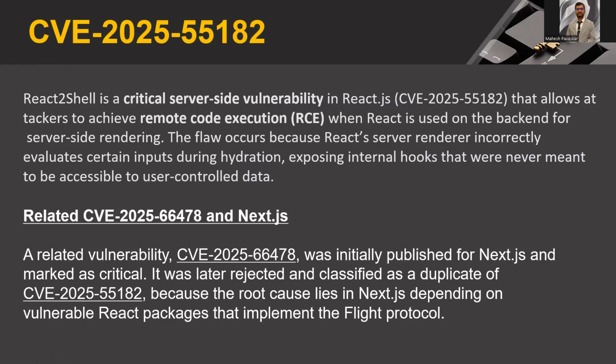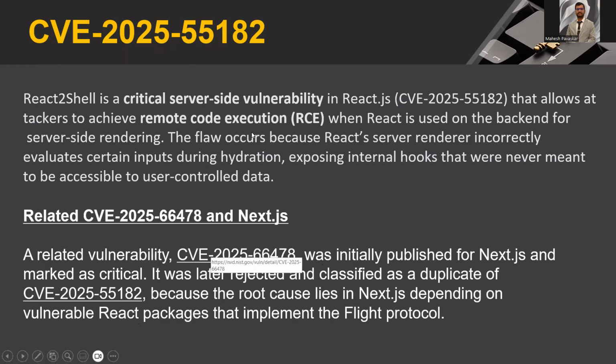Let's talk about this CVE further. react2Shell is a critical server-side vulnerability. A related vulnerability, CVE 2025-66478, was initially published for Next.js and marked as critical. It was later rejected and classified as a duplicate of 55182, because the root cause lies in Next.js depending on vulnerable React packages that implement the Flight protocol.